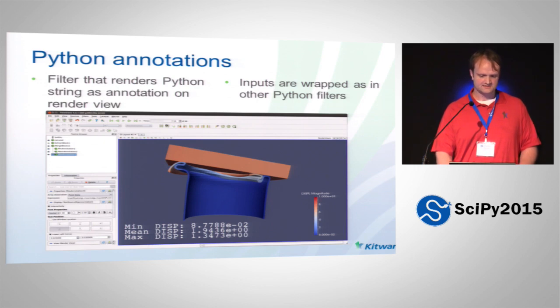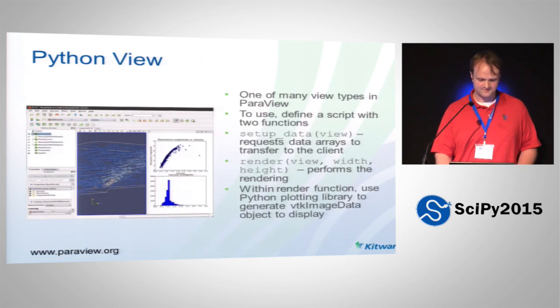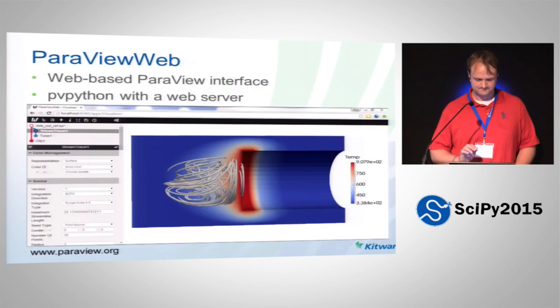You can use Python to create annotations. This is where you could do your LaTeX rendering, as well as display statistics about your data set, such as the minimum or maximum values. And then lastly, there's the Python view, which is a way where you can provide a Python script that produces a VTK image data object that will then be rendered alongside the other visualizations in your ParaView session. So here you see a matplotlib rendering of a couple of graphs alongside the 3D interactive window in ParaView.